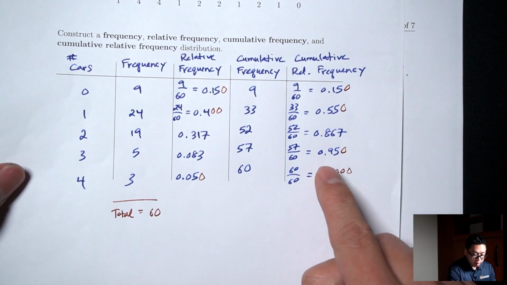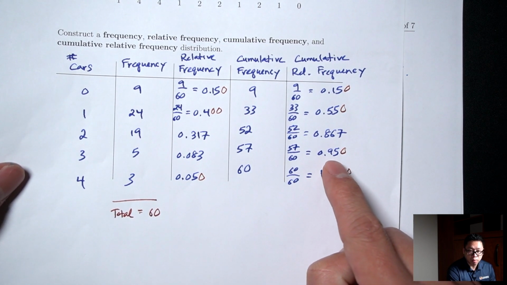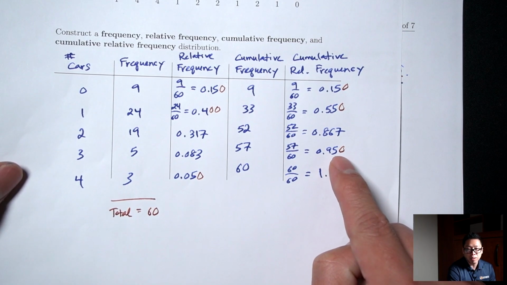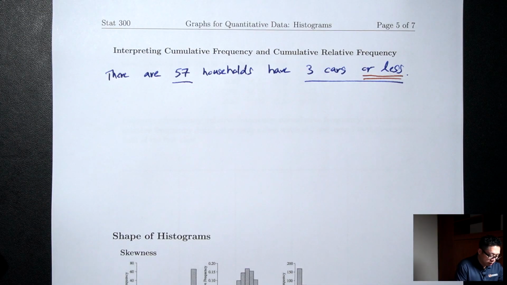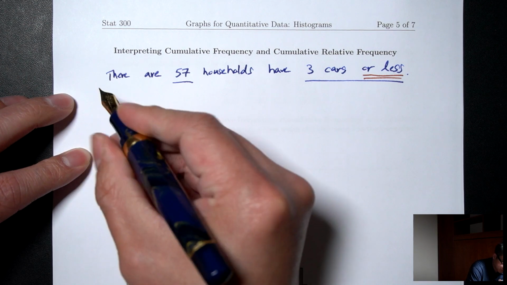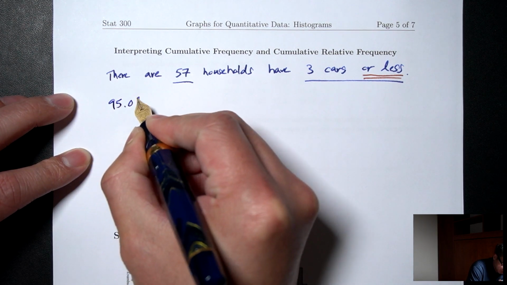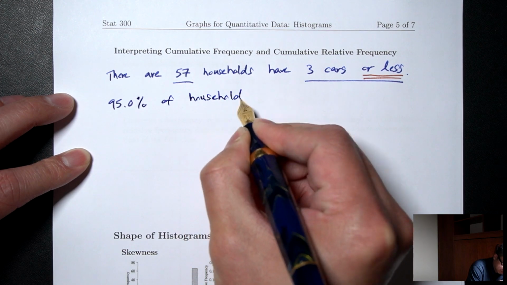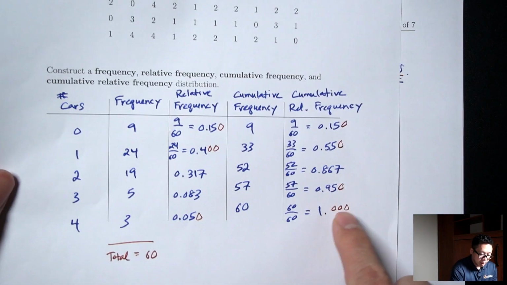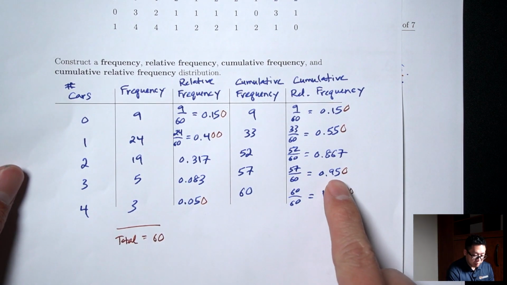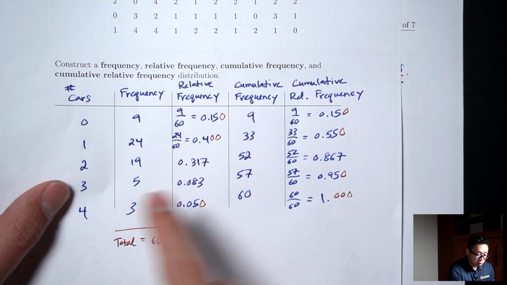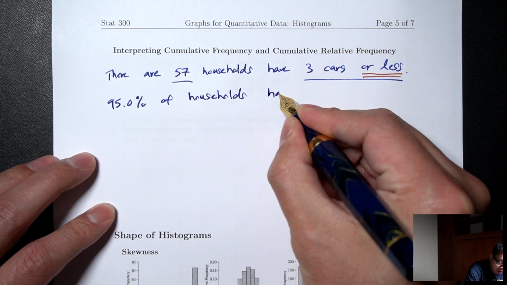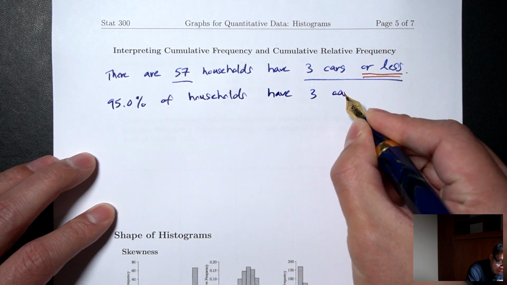And now for the 0.950, okay, anytime we're interpreting a relative frequency, I want you to convert it to a percent. Convert 0.950 to a percent, move the decimal 2 to the right. That's 95.0. So 95.0% of households. And then same thing. This 95%, right, does not include just the 3, right? It includes the 3 or less. So 95% of households have 3 cars or less.